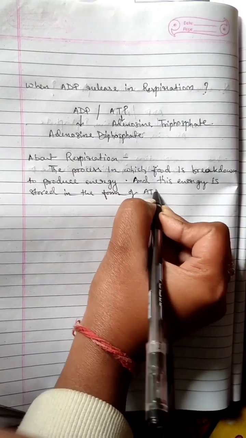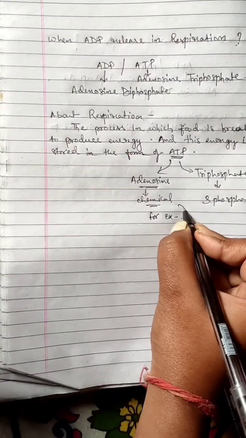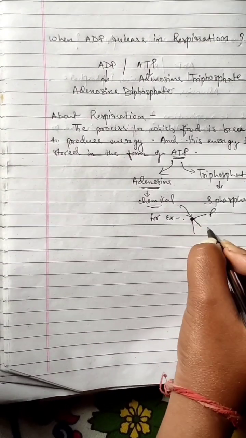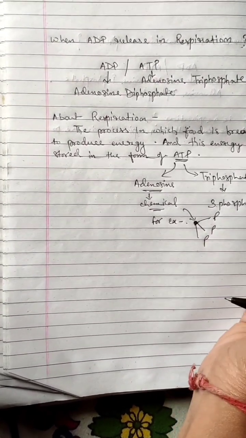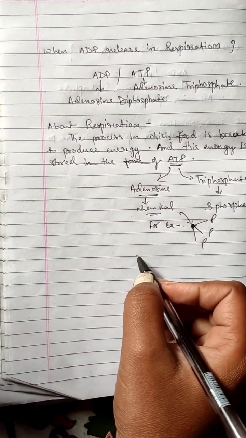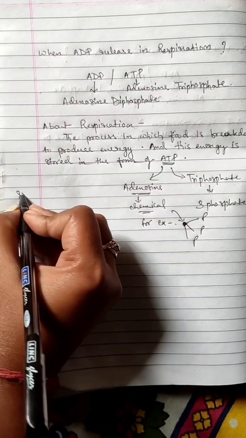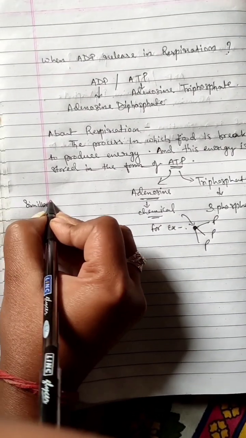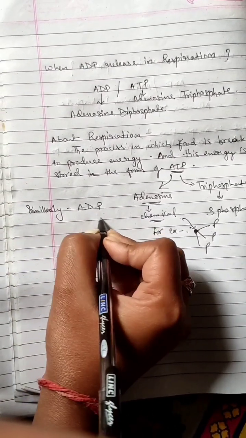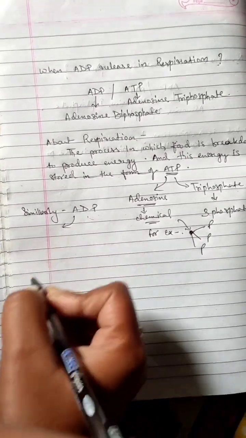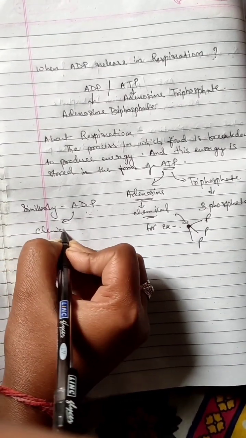So now you see, A means adenosine, or adenosine is a chemical, and triphosphate means the 3 phosphates. Alright, so similarly diphosphate means the 2 phosphates.